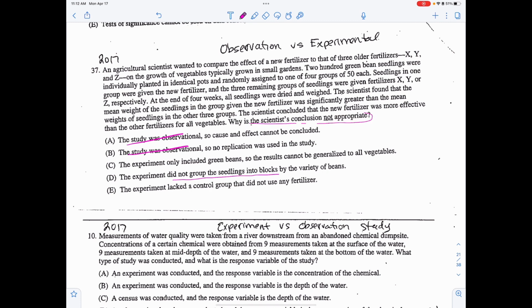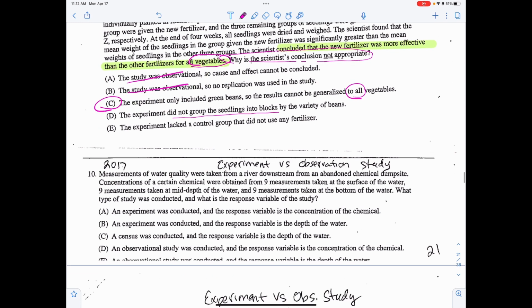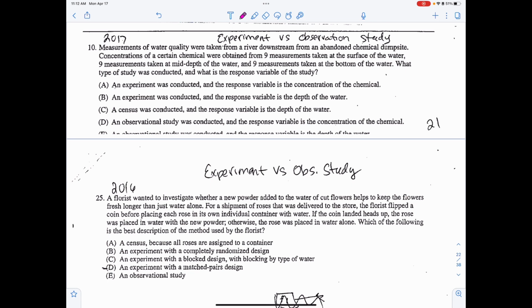It says which conclusion is not appropriate. Why is it not appropriate? That has nothing to do with it. The problem is the experiment is all about green beans, right? But look at the conclusion. The scientists found that the mean weight of seedlings in the group with the new fertilizer was significantly greater than the mean of the weights. The scientists concluded that the new fertilizer was more effective than the others for all vegetables, and that's the key there. The problem is he didn't use all vegetables in his experiment, so you just got to really watch your reading there. All right, so this one is going to be a difference here.